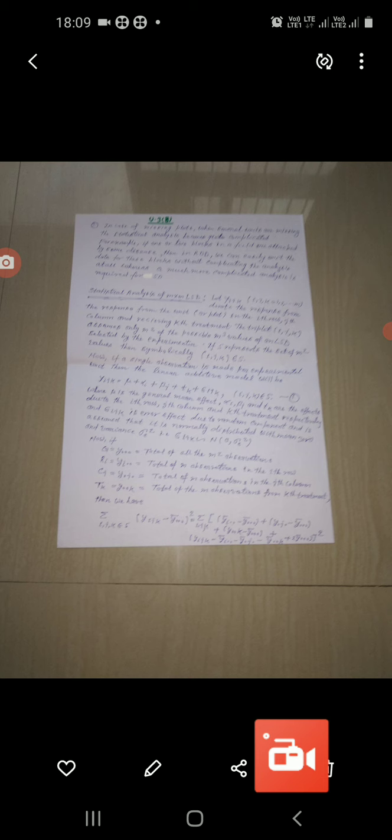Let Yijk, where i, j, and k all are equal to 1, 2, 3 up to M, meaning i, j, k vary from 1 to M. Let Yijk denote the response from the unit, that is plot, in the ith row, jth column and receiving kth treatment.